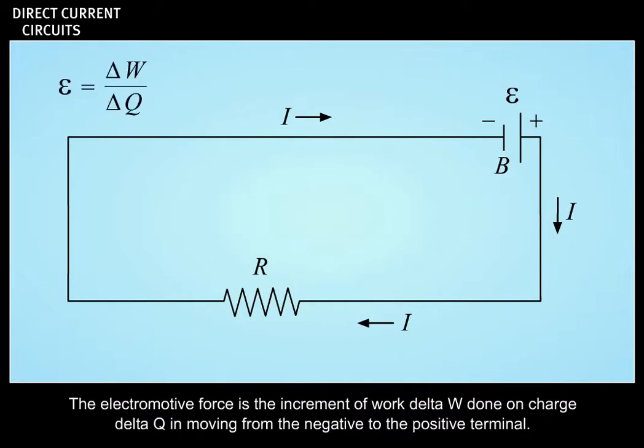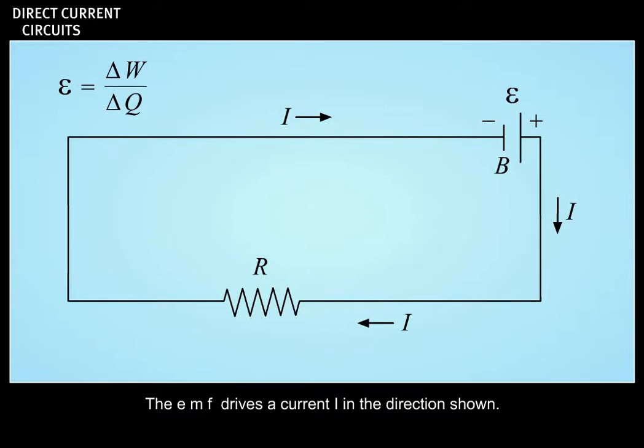The electromotive force is the increment of work, delta W, done on charge, delta Q, in moving from the negative to the positive terminal. The EMF drives a current I in the direction shown. The unit of EMF is volts.